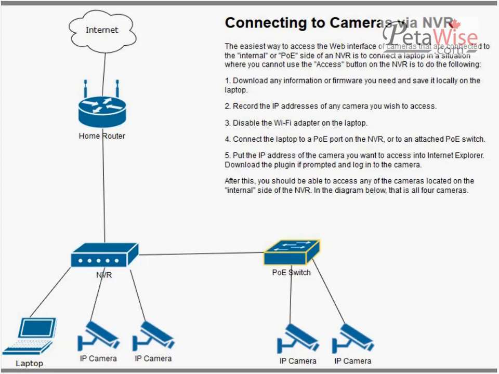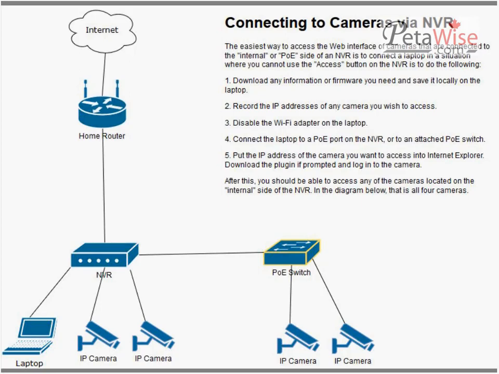Then we can disable the Wi-Fi on the laptop and plug it into one of the PoE ports on the NVR. That'll give the laptop an address in the same subnet as the cameras connected to the NVR. We plug our IP address into Internet Explorer, and we'll be able to get connected there, and this way we'll be directly connected to the camera, not running through the NVR.